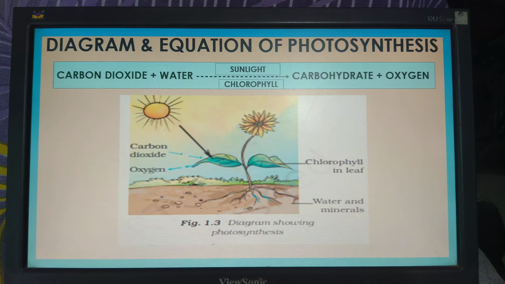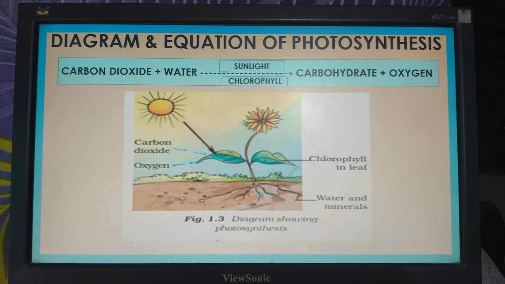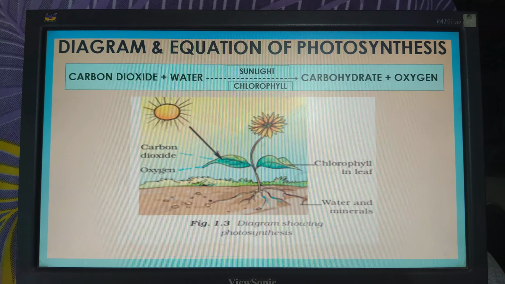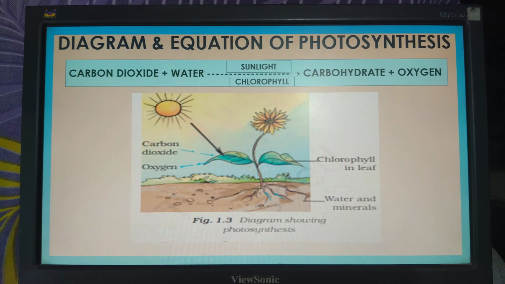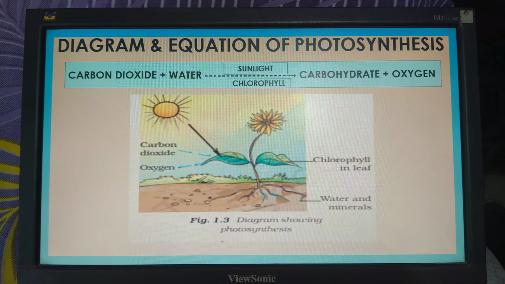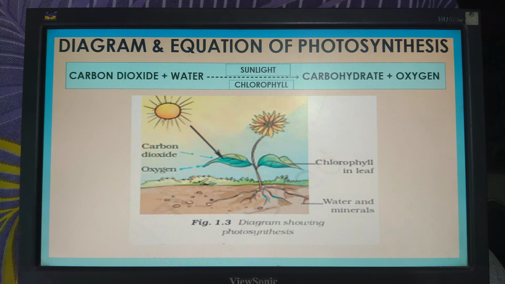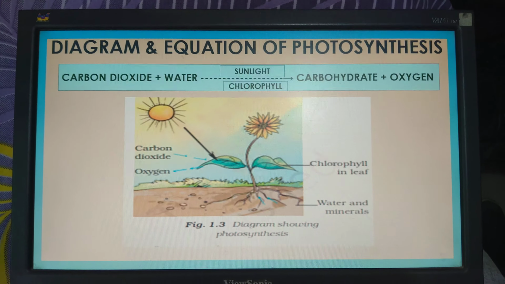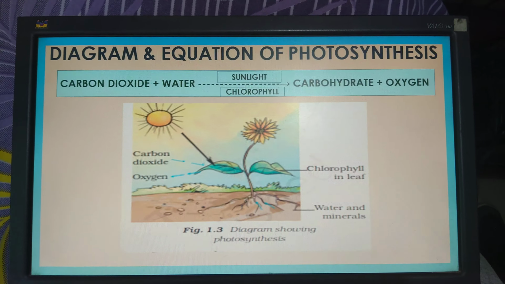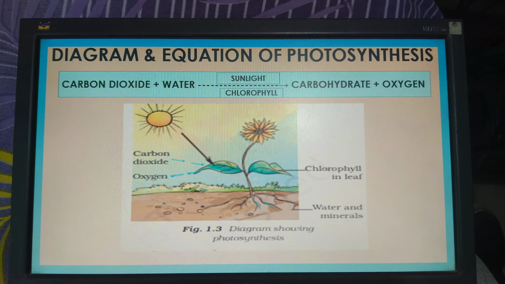Now the chlorophyll present in them will absorb the energy from the sunlight at the site of photosynthesis, that is in the leaves. The roots absorb water and minerals, which are transported through the roots to the photosynthesis site, that is the leaves. So the formation of food takes place in the leaves.